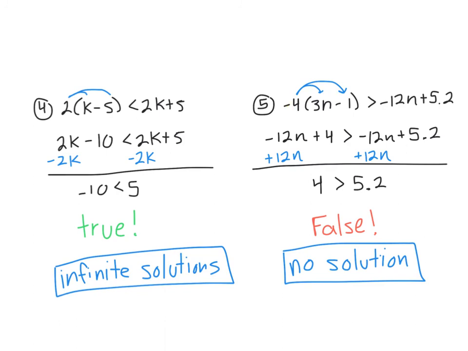Now for number 5, can you do me a favor? Please check this number right here. Make sure you have a positive 4 here. When you distribute, a negative times a negative becomes a positive. So we add 12n to both sides and our variable disappears. And what we have left is 4 is greater than 5.2. So 4 is not greater than 5.2. So this is a false statement, which means that we have no solution.